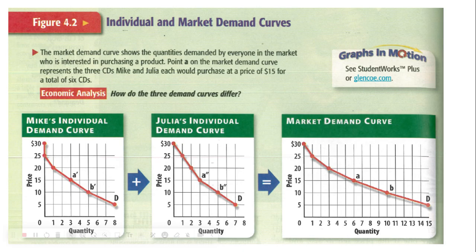All right. So individual and market demands. You can see the different curves that we have here. We've got Mike's individual demand curve for the amount of CDs that he wants. We also have Julia's, and then we have the market demand. What is point A might not be the same for the market demand as it is for, let's say, Mike or Julia. Same goes with point B and point D.